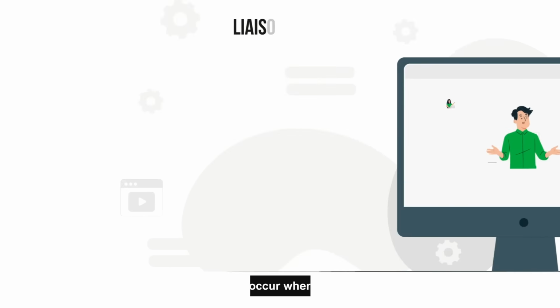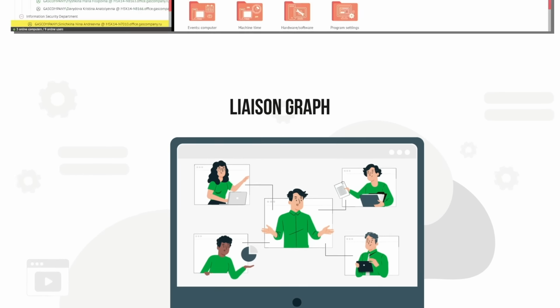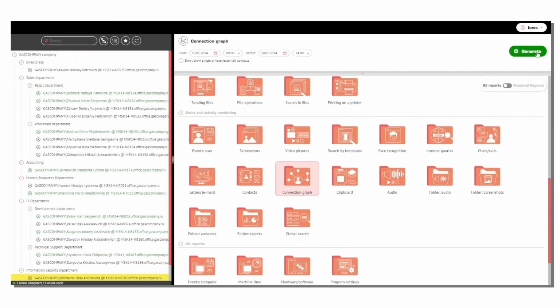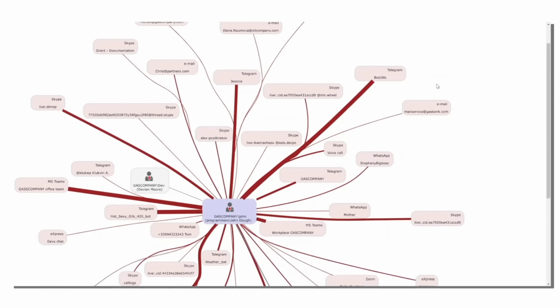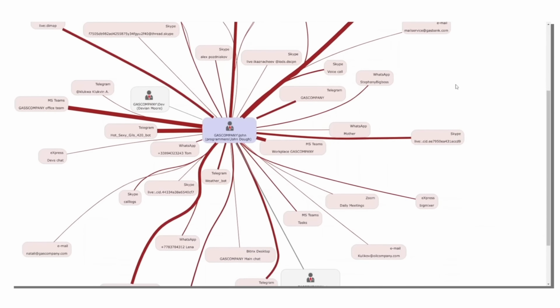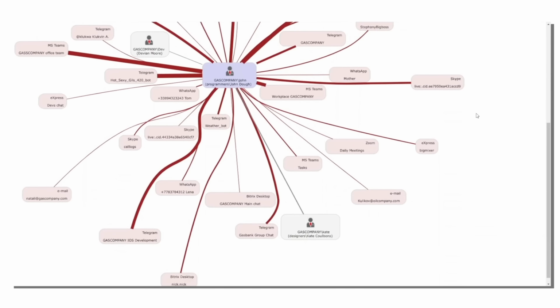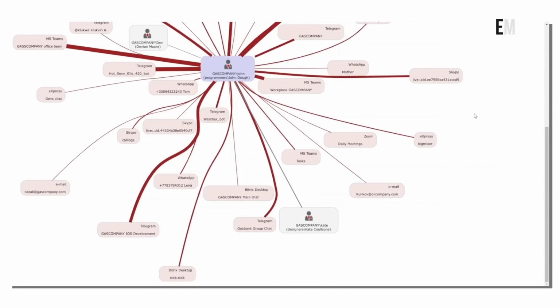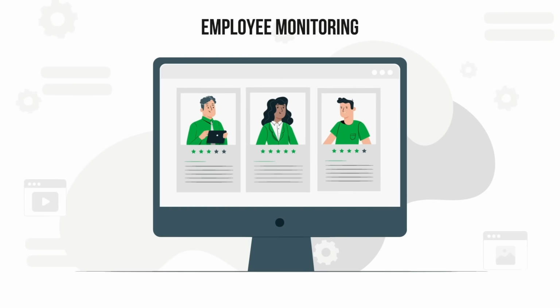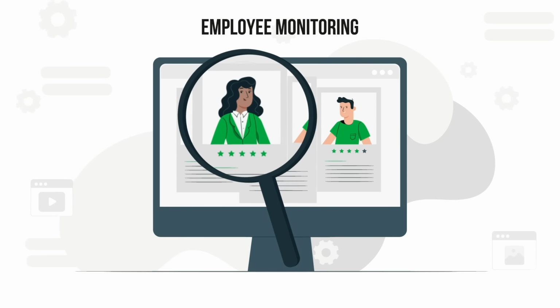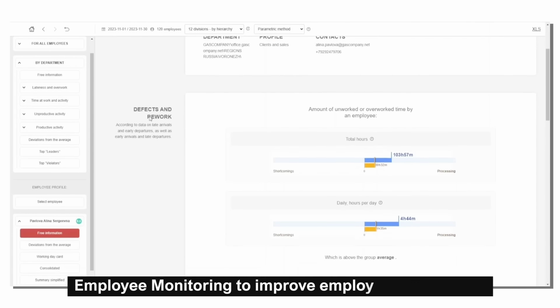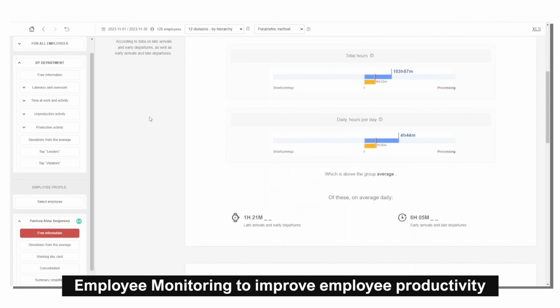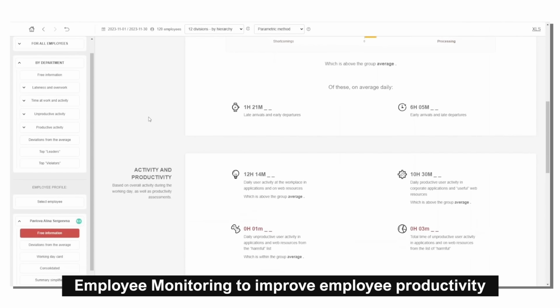Liaison graph. Based on the correspondence and calls, the software displays with whom the employee interacts within the company and outside of it. In case there is a data breach, the software helps to identify the parties involved. Another set of tools that helps to keep track of employees is employee monitoring. Not only does it keep track of working hours, but it also analyzes the activity and engagement of each employee.